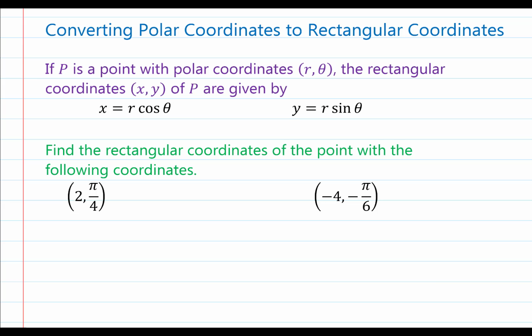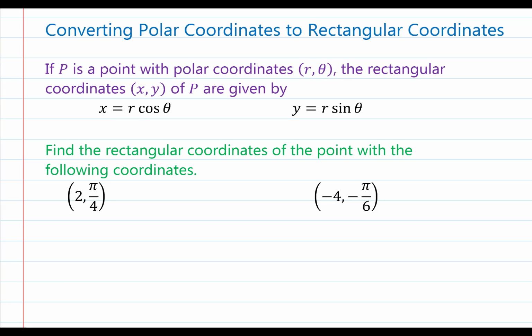Keep in mind that every ordered pair that is in terms of polar coordinates does correspond to an ordered pair that's in terms of rectangular coordinates. As a result, if point P is a point with polar coordinates r comma theta, the rectangular coordinates x comma y of the point P are given by x is equal to r times cosine of theta and y is equal to r times sine of theta. Let's now use this information to find the rectangular coordinates of the given ordered pairs.